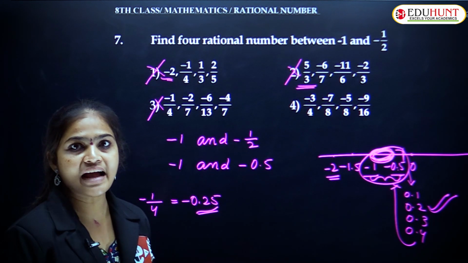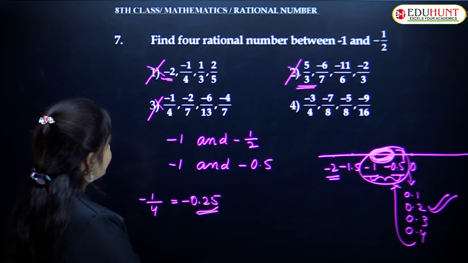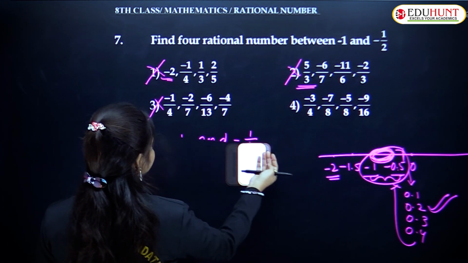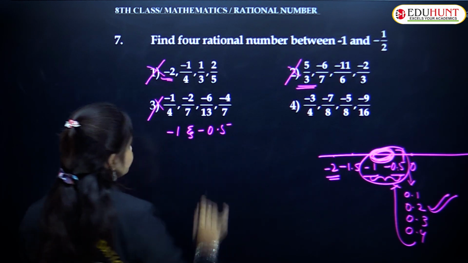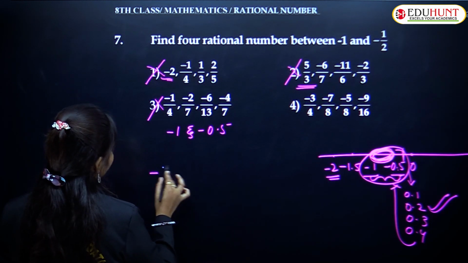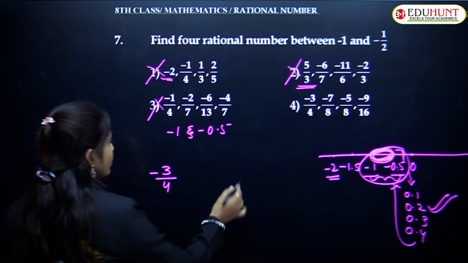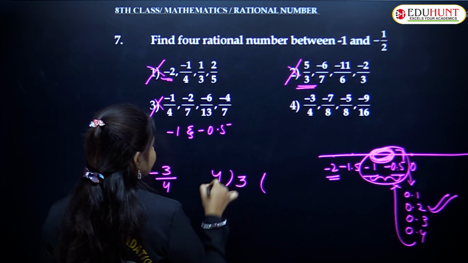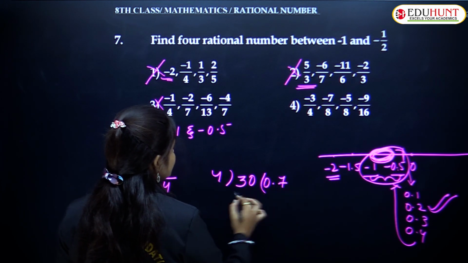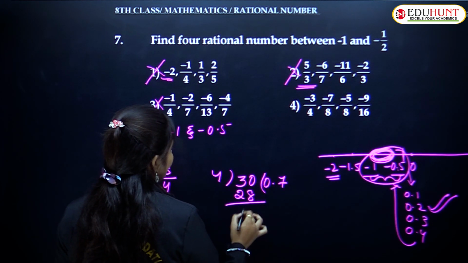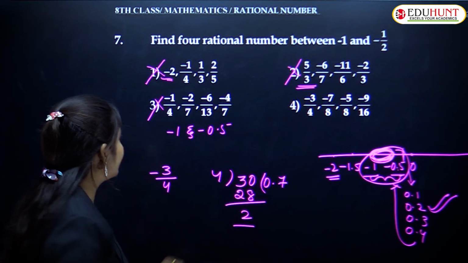Okay, still we have one more option. What is that option? The fourth one, that one we have to check: minus 1 and minus 0.5. Here minus 3 by 4. What is the first number? Minus 3 by 4. So 3 divided by 4. 0 and 0. 4 7s are 28. So here the remainder is 2. Just check, that is 0.7.